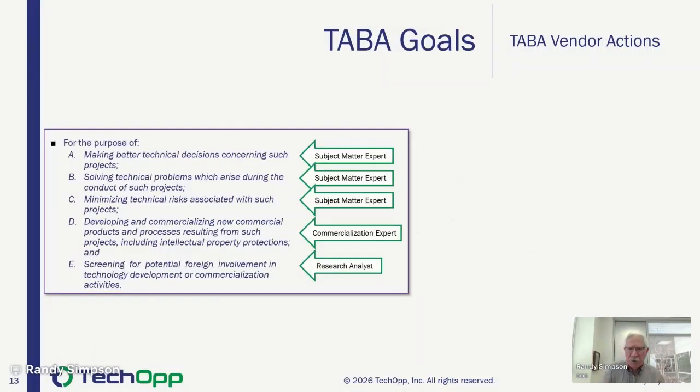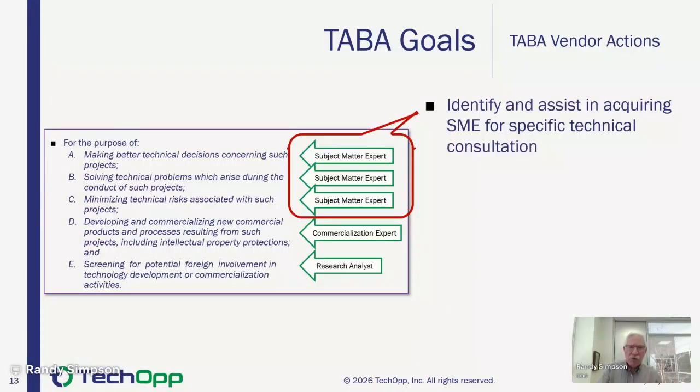So the goals that we just went through there, what should a TABA vendor do to help you with those goals? Well, the subject matter expert should come from assisting you in acquiring subject matter expertise for specific technical consultations. TABA vendors, I know we do, have access to these subject matter experts. You can say, hey, I need somebody with this kind of expertise. We can go out and find that for you.